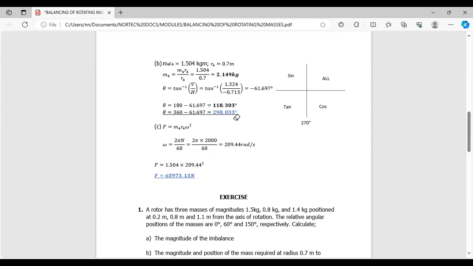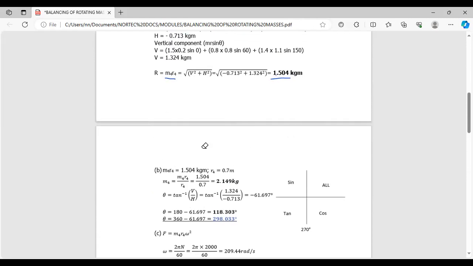To get that angle, you take 180 degrees, which is the limit for the second quadrant where it ends. So 180 minus the answer we got, 61.697. And the answer is 118.303. We do the same for the fourth quadrant. So again, this time it's 360, take away our 61.697. And the answer, there it is, 298.033 degrees. So those are the two angles.